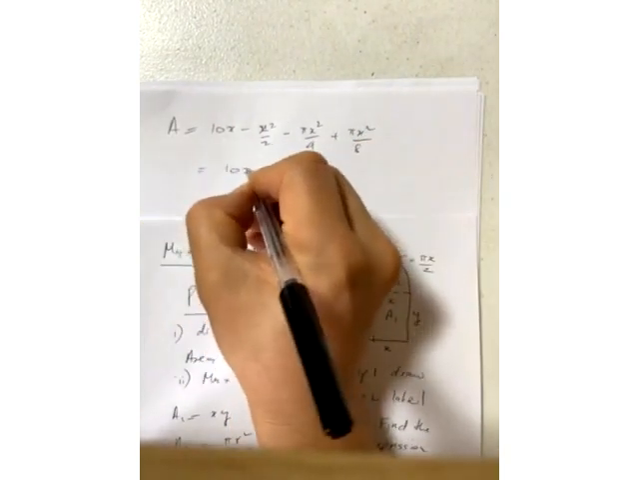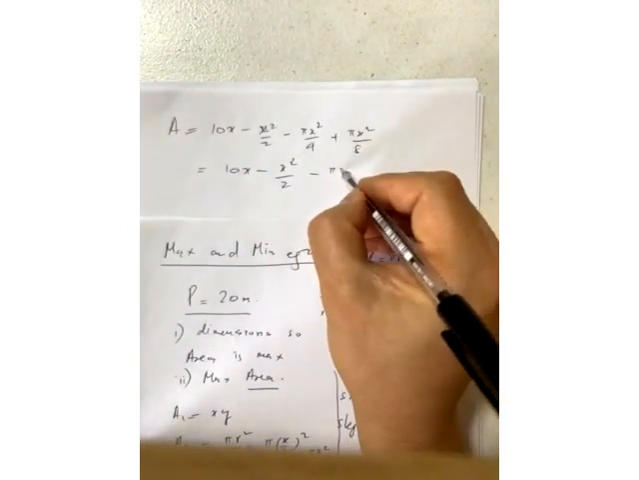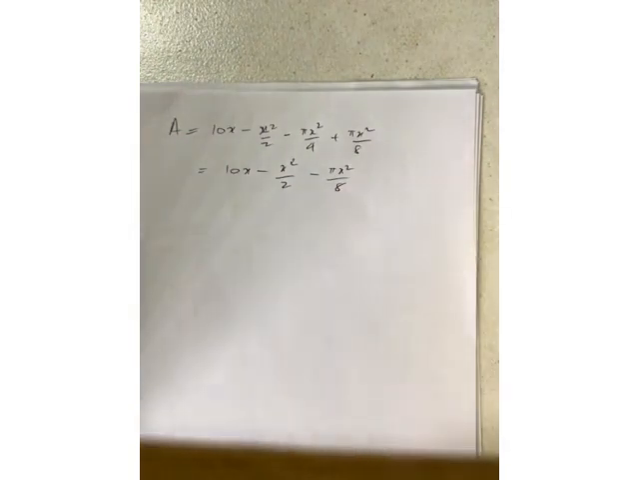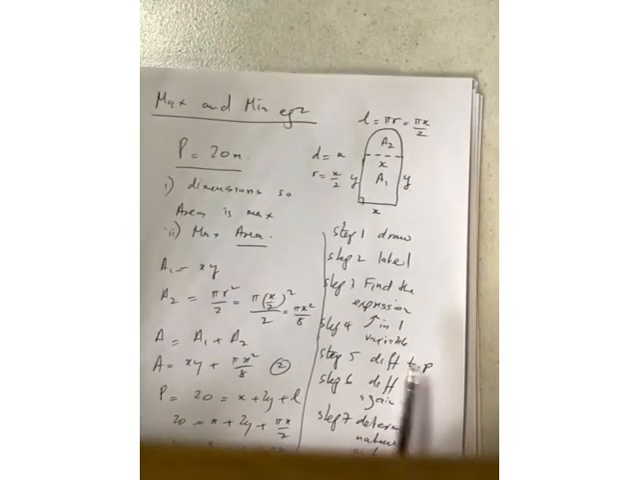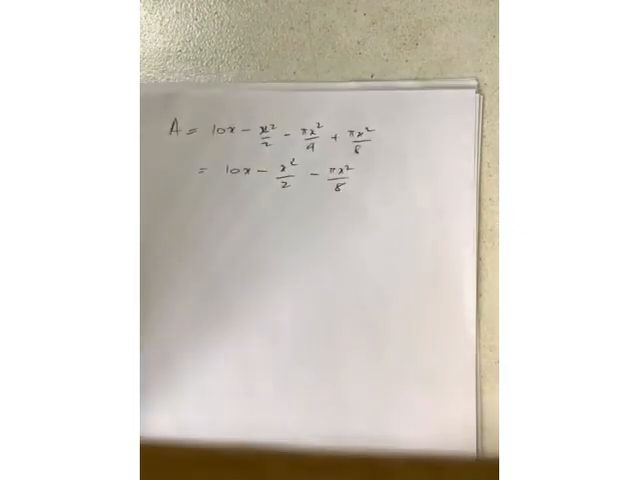And if you do the algebra correctly, then you end up with minus pi x squared on 8. So there's your expression for the area. Now, you're up to step number 4. You've done step number 4, which is find the expression in terms of one variable. Now you've got to differentiate that expression.